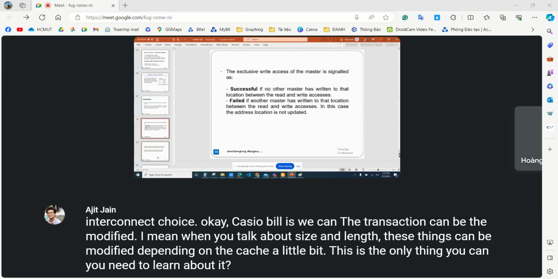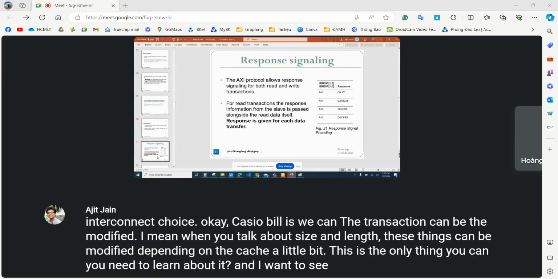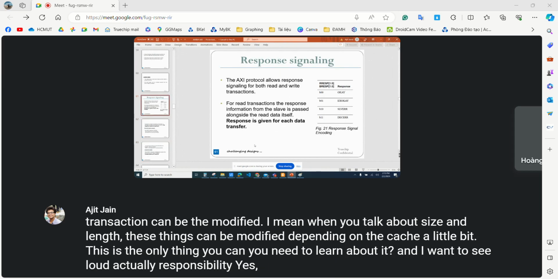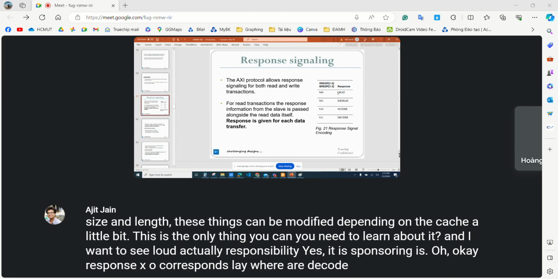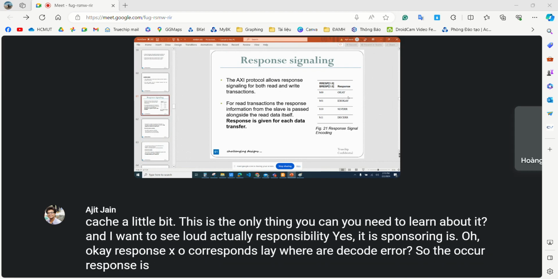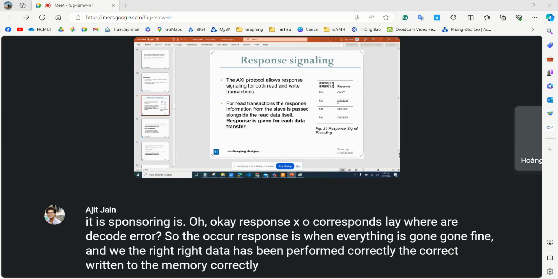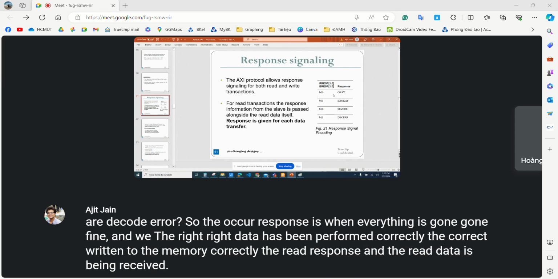And I want to see lock, access, response signaling. Yes, response signaling is OKAY response, EXOKAY response, slave error, decode error. So the OKAY response is when everything has gone fine and the right data is performed correctly, correctly written to the memory, and the read response and the read data being received is correct. So we have an OKAY response.